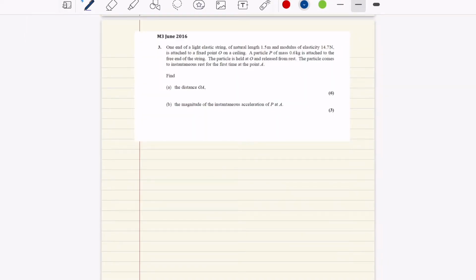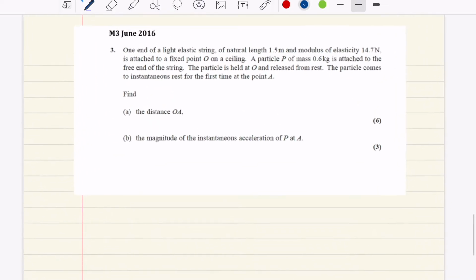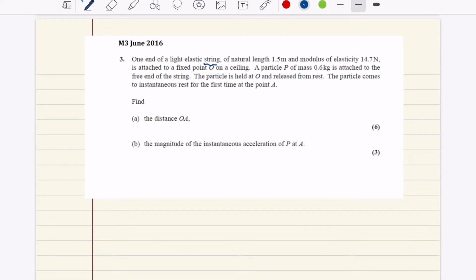Okay, now the second question. One end of a light elastic string. Now it's a string, so there will be no compression in this question. Of natural length 1.5 meter, so L equals 1.5 meter, and modulus of elasticity of 14.7 Newton is attached to a fixed point on a ceiling.